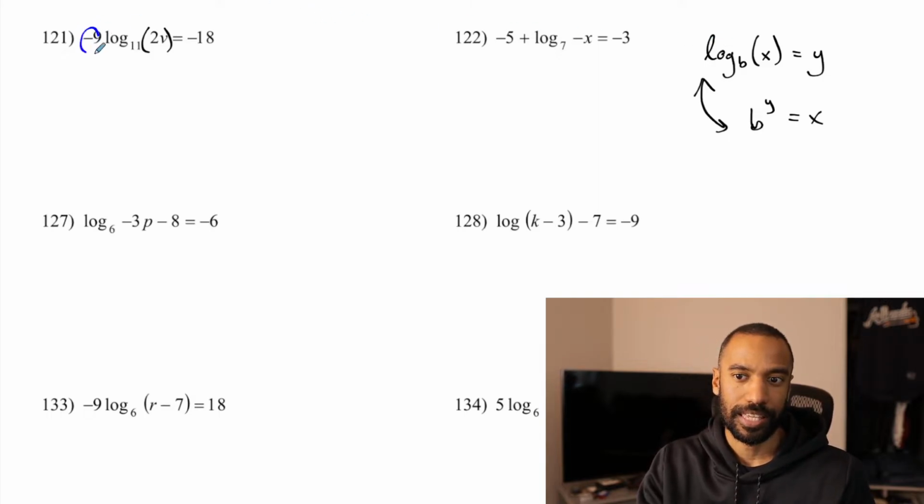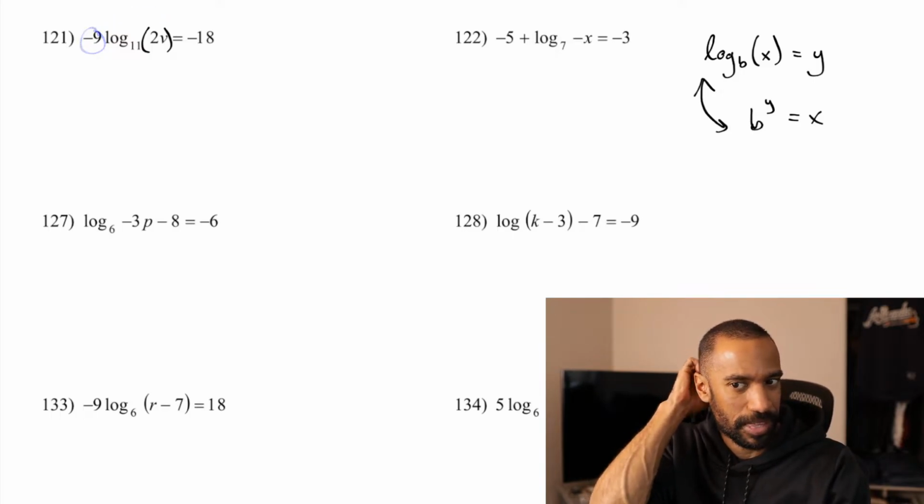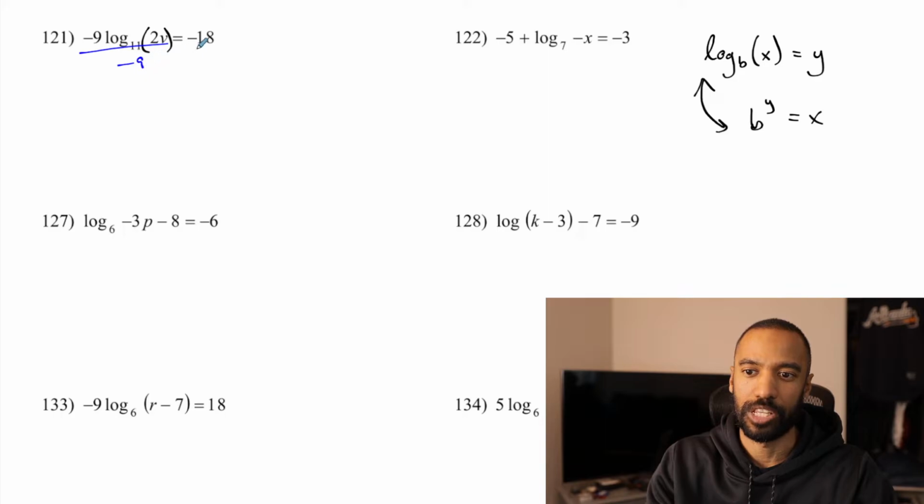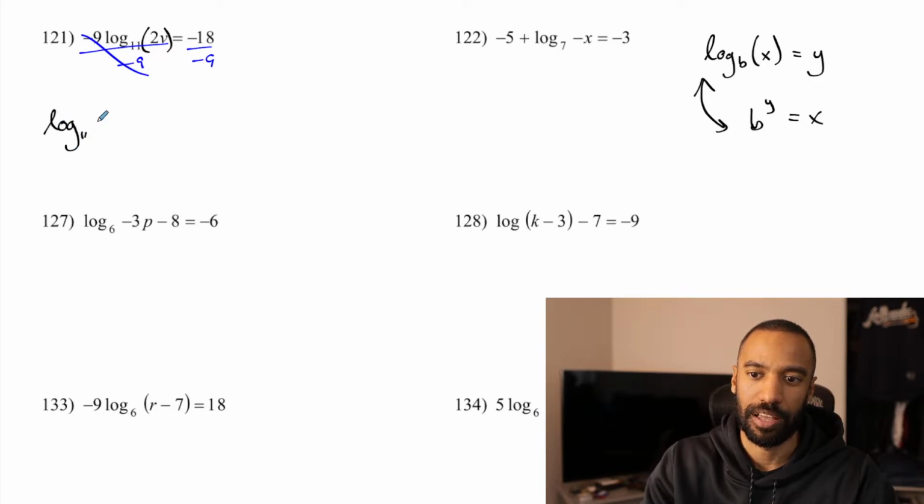Now, I could take this -9 and put it up in this exponent right here, but I'm not going to play with it that way. It's easier to get this log part by itself. So if I divide both sides by -9 like this, because of course the -9 is multiplying out in front, this will become log base 11 of 2v equals 2.